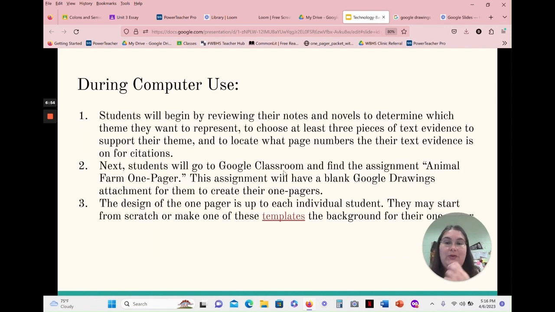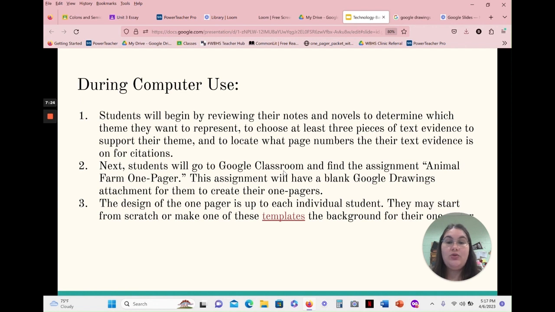Now, during computer use, they would begin by reviewing their notes and their novels to determine which theme they want to represent. If they change their mind from their bell ringers, they would have to choose at least 3 pieces of text evidence to support their theme, which will be incorporated into the design of their one-pagers. And they'd have to locate which page numbers their text evidence comes from, because it's important that even though this is a visual project, they are still citing properly and incorporating those written skills into this visual project.